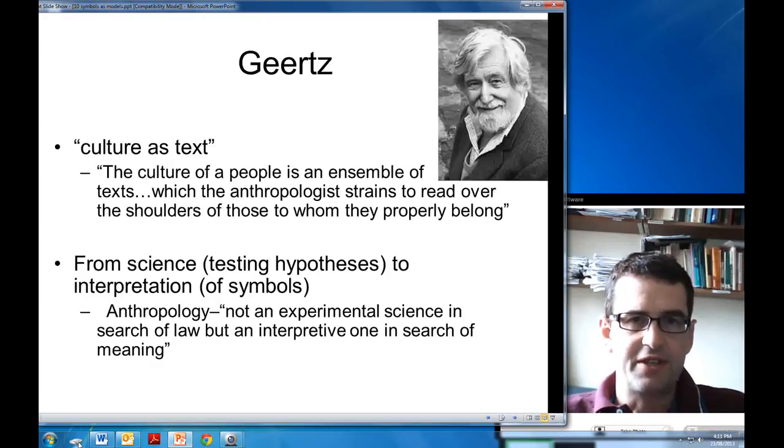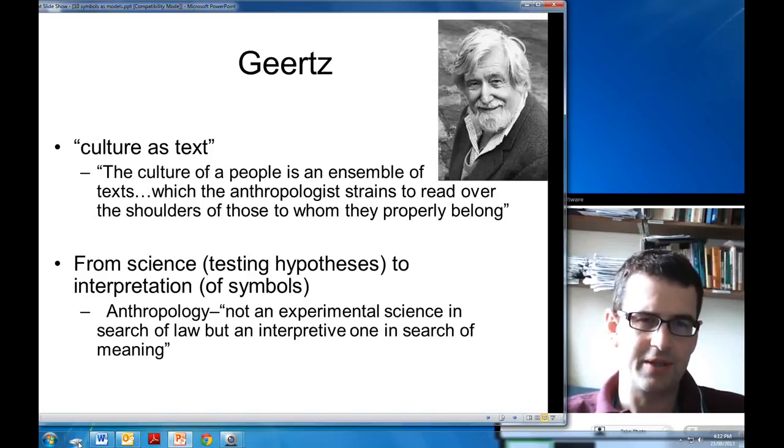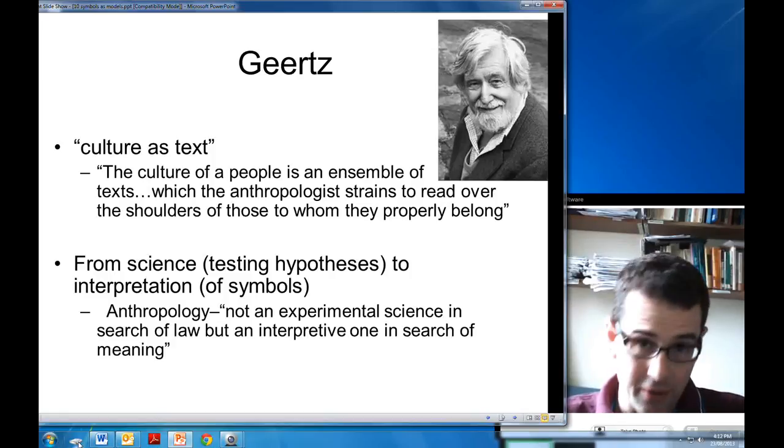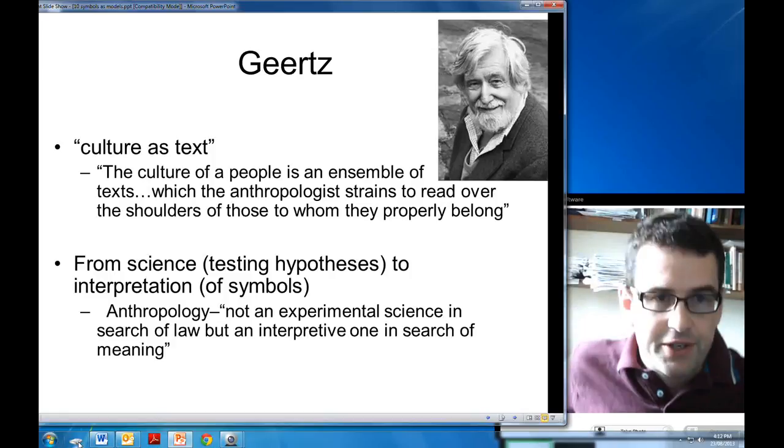So as I suggested, for Geertz, culture is a text. Quote, culture of a people is an ensemble of texts which the anthropologist strains to read over the shoulders of those to whom they properly belong. So what Geertz was encouraging us to do was to think about anthropology less as a science which tests hypotheses and more as a discipline associated with interpretation. So anthropology is not an experimental science in search of a law, but an interpretative one in search of meaning.